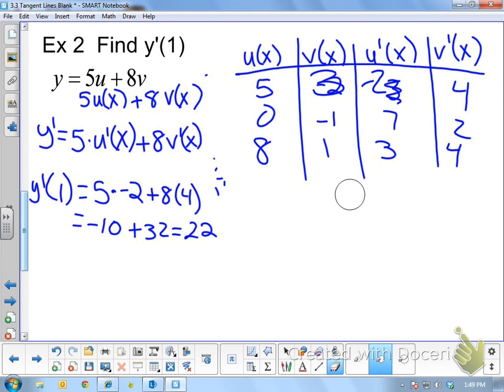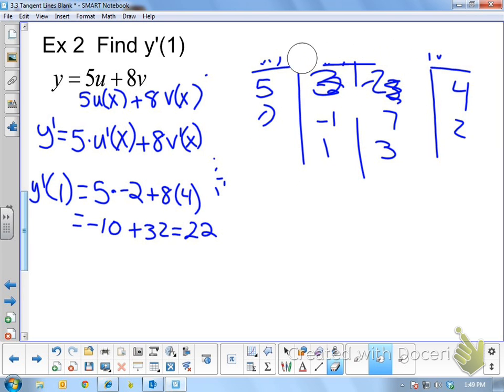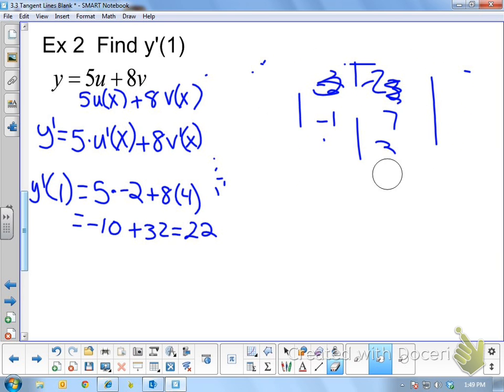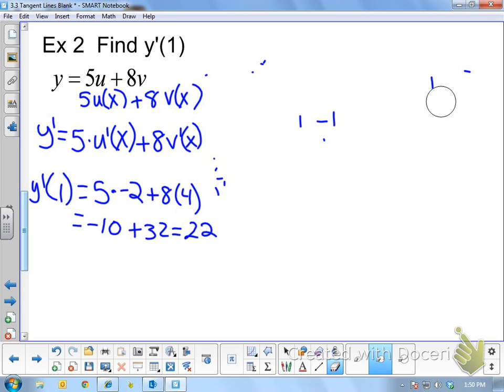Get rid of this table really quick. Why is it not working today? That's why it worked earlier in the day. I love the lag. It's great. Yeah.